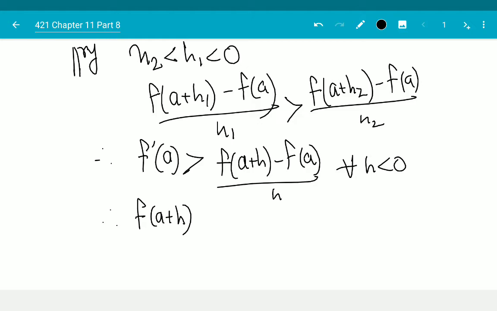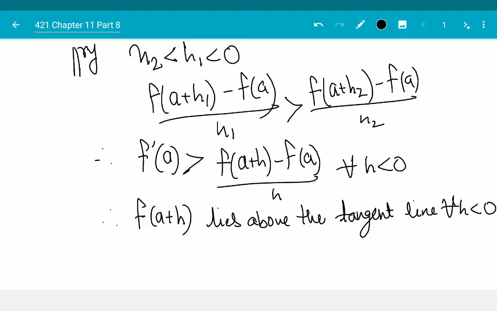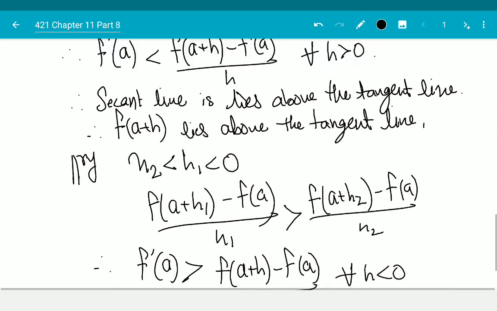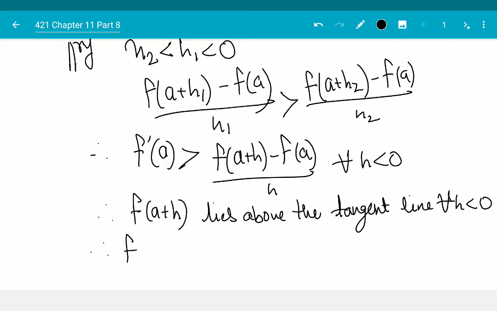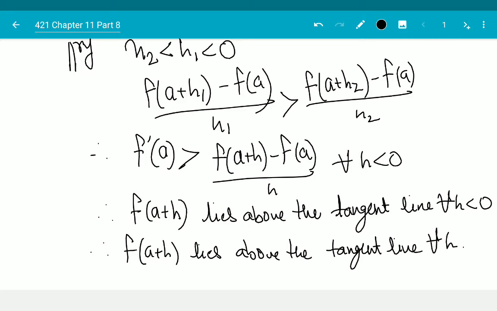So it is greater than the slope, and therefore f of a plus h, again, since this is going now in the negative direction, lies above the tangent line for every h smaller than 0, and therefore, since it's true for h greater than 0 and h smaller than 0, f of a plus h lies above the tangent line for every h. Okay, well, maybe not equal to 0.